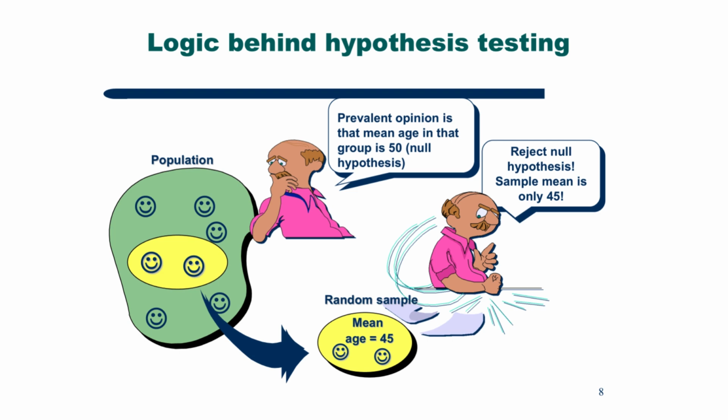The slide, titled Logic Behind Hypothesis Testing, explains how hypothesis testing works using a population and a random sample. It presents a population with a mean age of 50, the null hypothesis, and a random sample with a mean age of 45. The common assumption is that the mean age is 50, but the sample suggests otherwise, leading to the rejection of the null hypothesis, subject to appropriate statistical tests, which we will see shortly. The illustration features two characters, one representing the population and the other the sample, with speech bubbles clarifying the hypothesis testing process.